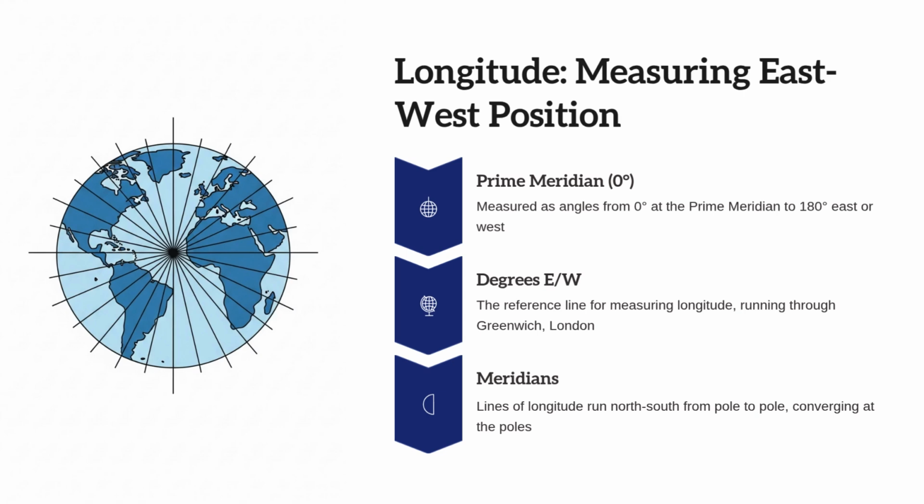Longitude, measuring east-west position. Prime meridian, 0 degrees. Measured as angles from 0 degrees at the prime meridian to 180 degrees east or west, degrees east to west. The reference line for measuring longitude, running through Greenwich, London. Meridians. Lines of longitude run north to south from pole to pole, converging at the poles.